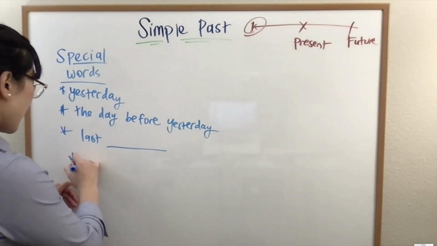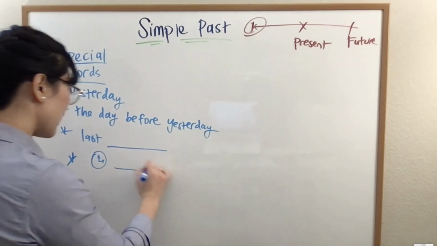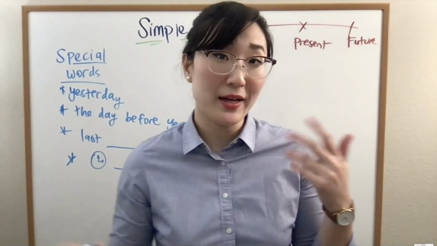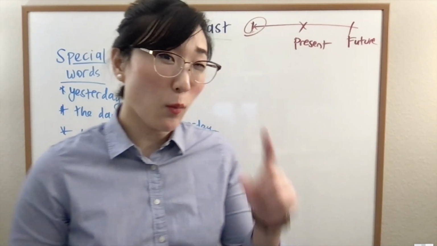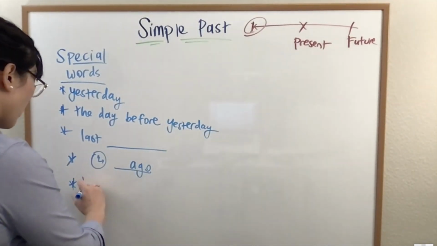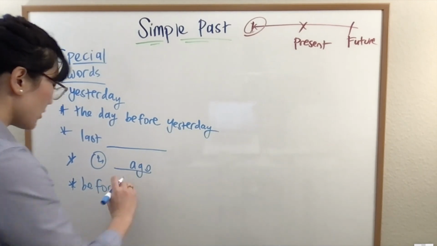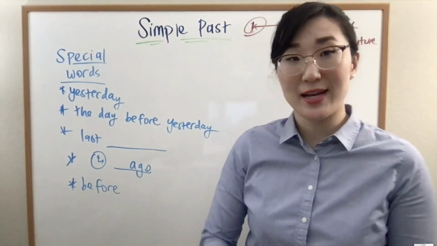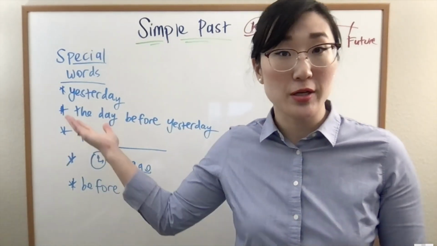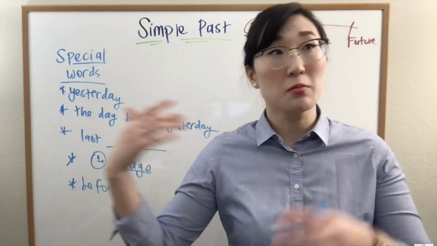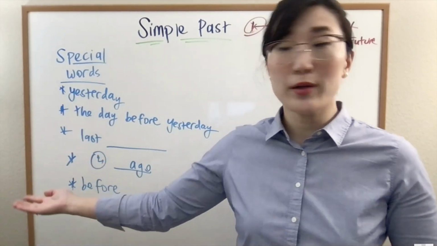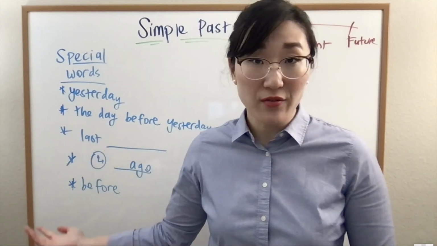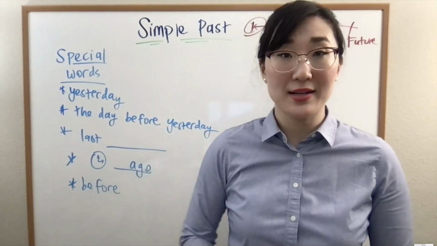And we can also say time ago. I could say 5 minutes ago, I started this video. And one more, I could use the word before. So we need to remember these special words when we talk about the past tense. If you see yesterday, the day before yesterday, last month, last year, or you see 30 minutes ago, 2 hours ago, or before, you know it must be the past tense.